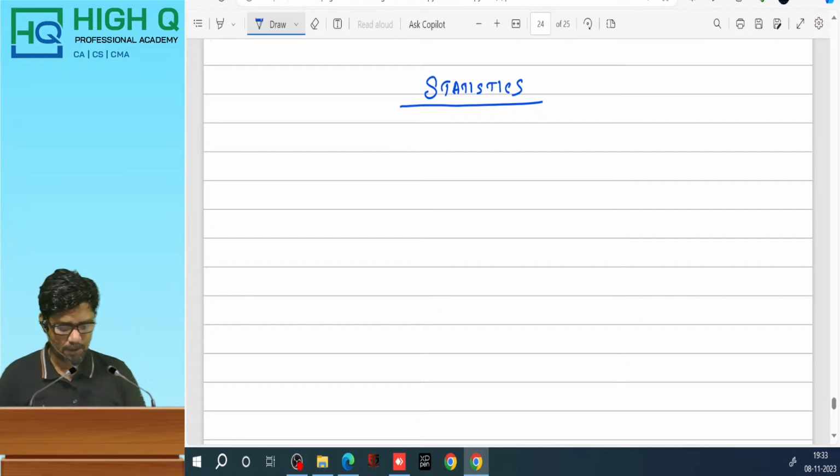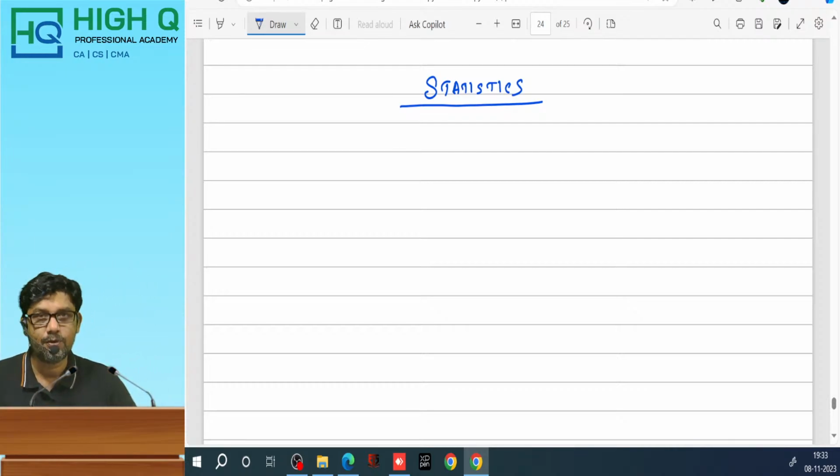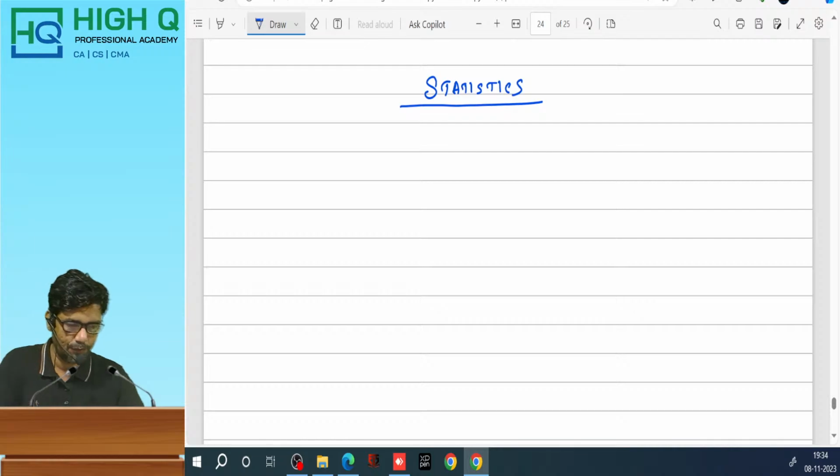First, let me tell you from where we need to start and what all books are to be referred. From which book we need to refer everything. See, if you want to prepare statistics, and out of 40 marks you'd like to score at least 35 marks, sir, then there is a secret. If you want to score at least 30 marks, there is a secret.